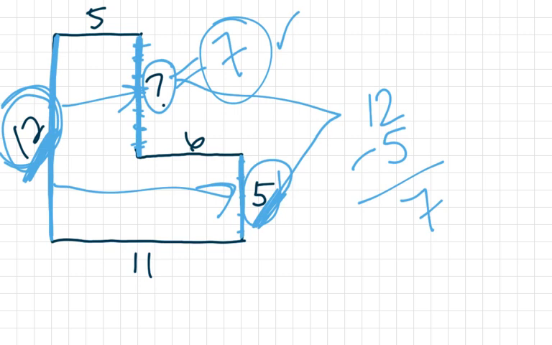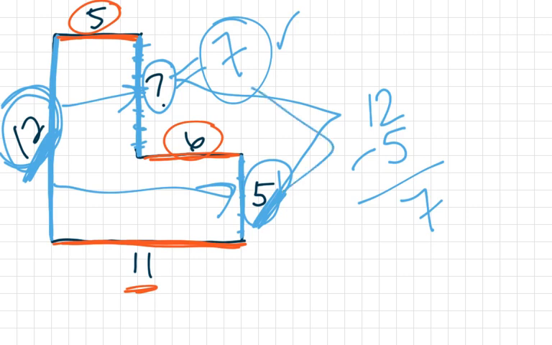Now I want to point out something. That doesn't help me answer this question, but I want to show you that this is true. The horizontal side here is 11. And if I look at the horizontal broken sides, 5 plus 6 equals 11. So this relationship holds true still that the opposite sides must be equal to one another. If the opposite side is broken, they must add up to match up to the opposite side.